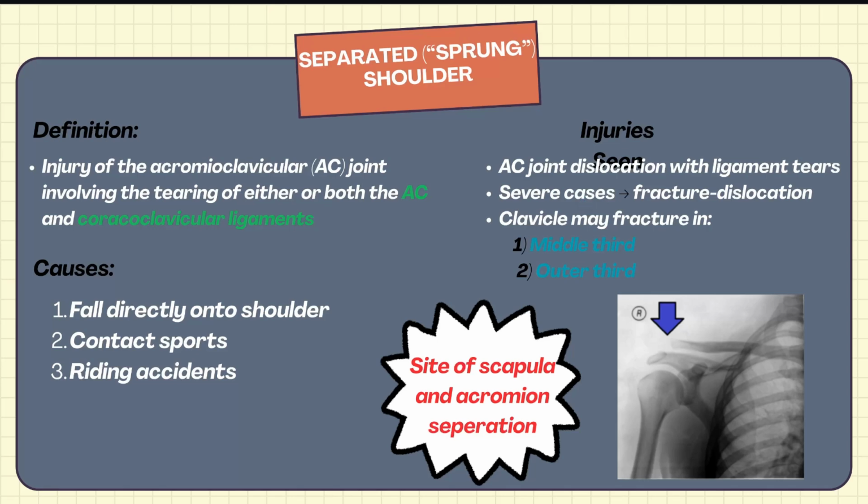There could be some parts of the bone that are attached to these ligaments, and they can get fractured. One of them is the clavicle. The clavicle may be fractured, and the two most common sites are either the middle or the lateral third of the clavicle. These are the sites of scapula and acromion separation. You can see here the clavicle and the scapula. You have separation over here, this can be called separated shoulder.